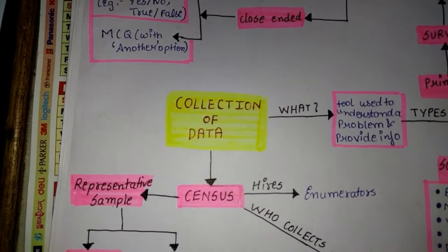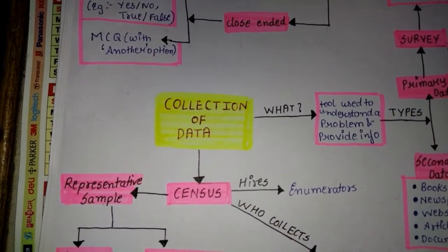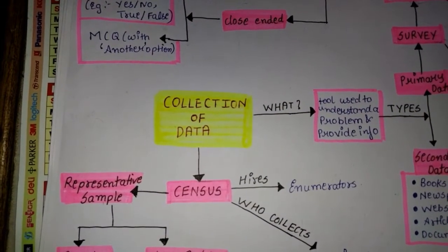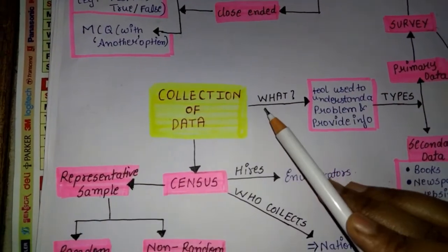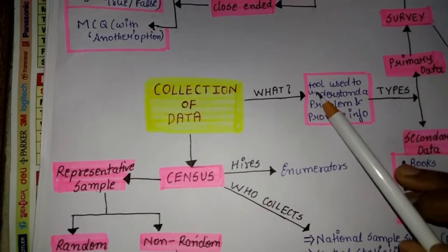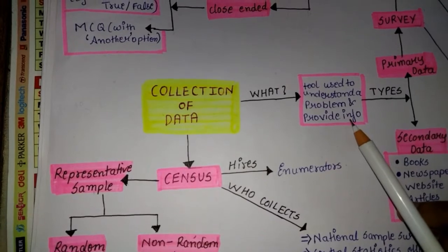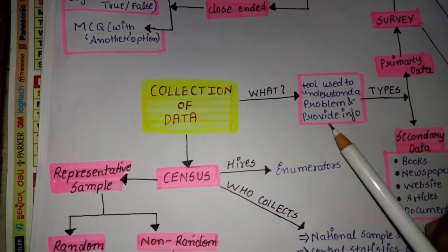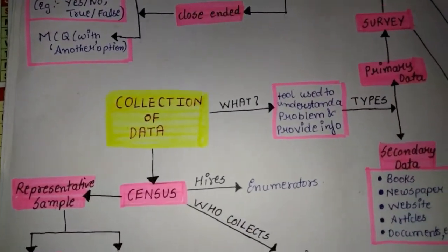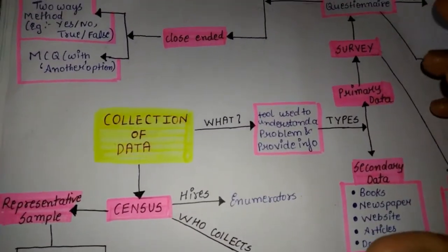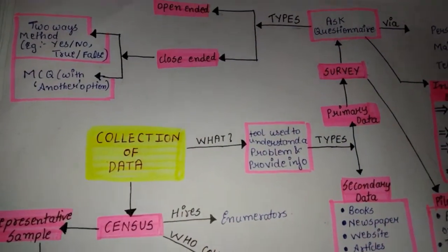So today we are going to understand how the data is collected for statistical methods. Let's start with what data actually is. It is a tool used to understand a problem and provide information. Data gives us the complete scenario, a complete understanding of a situation, based on facts, not on judgments.